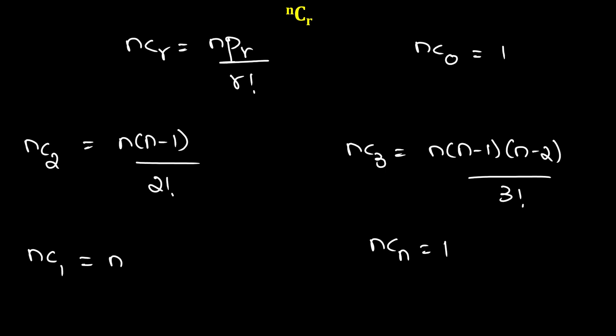nCr is nPr divided by r factorial. nCn means nPn divided by n factorial. nPn means n factorial only. Cancel, we will get 1. But sense it. It is better to always avoid the formula. You can sense it easily.